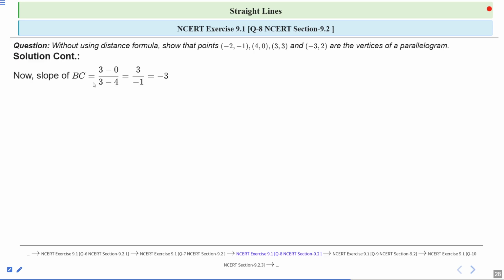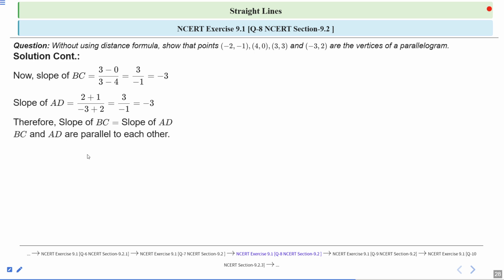Now the slope of BC is 3 minus 0 divided over 3 minus 4, and this is equal to 3 over minus 1, which is minus 3. So the slope of BC is minus 3, and the slope of AD is 2 plus 1 divided over minus 3 plus 2, which is equal to 3 over minus 1, equal to minus 3. So here you can see the slope of BC and the slope of AD are equal. Therefore BC and AD are parallel to each other. So both pairs of opposite sides of quadrilateral ABCD are parallel.